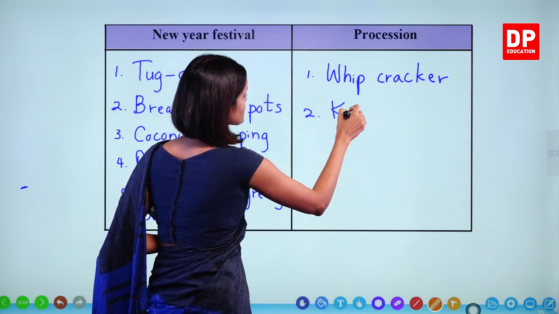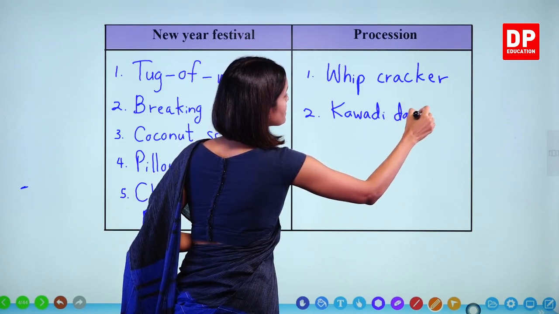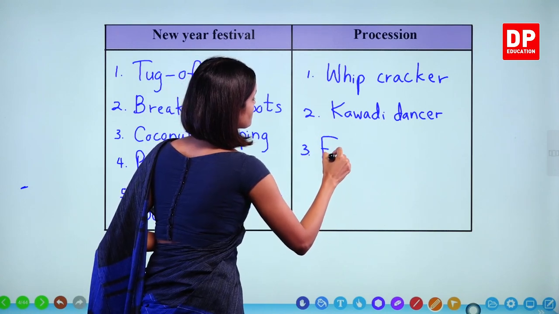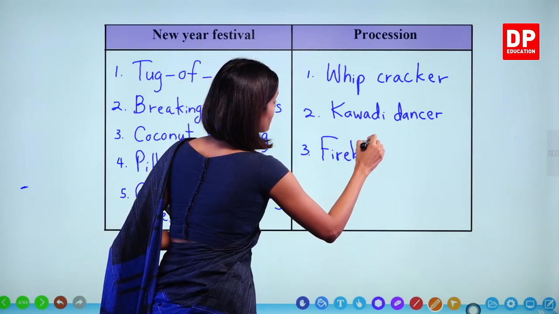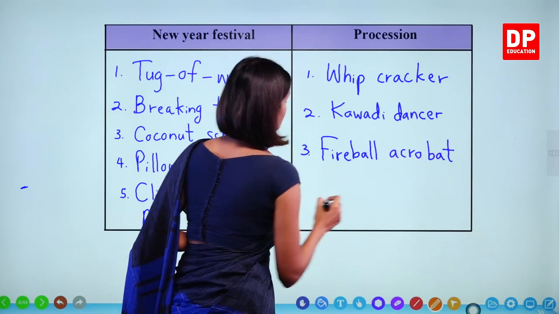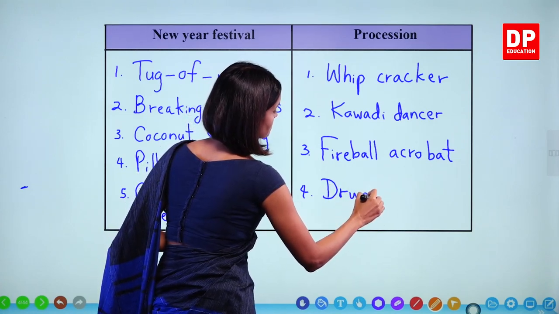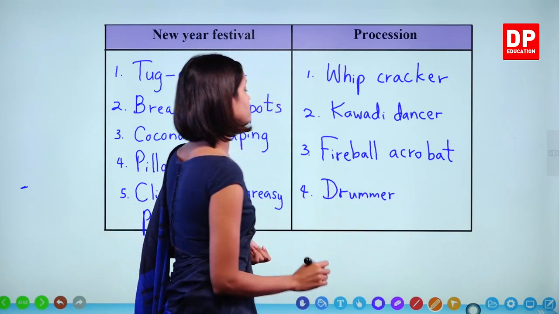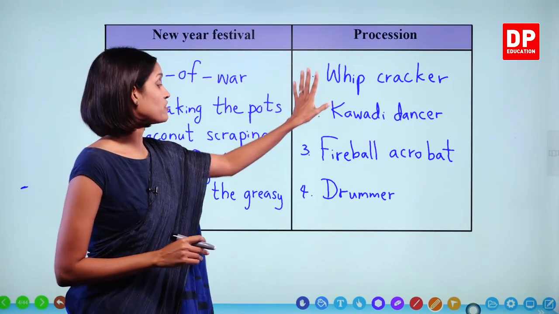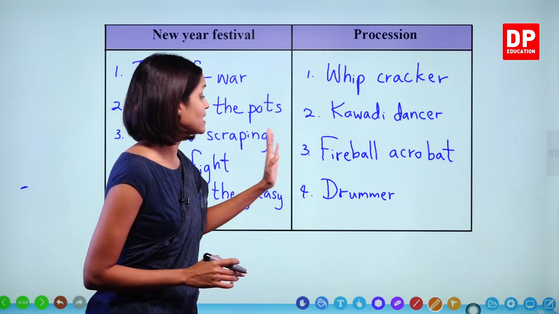Dancer or Kavadi dancer. Kavadi dancer. Fireball acrobat. And drummers, or Kavadi and drummers. Okay. So under procession, we wrote these four different types of people: whipcracker, Kavadi dancer, fireball acrobat, and drummer.